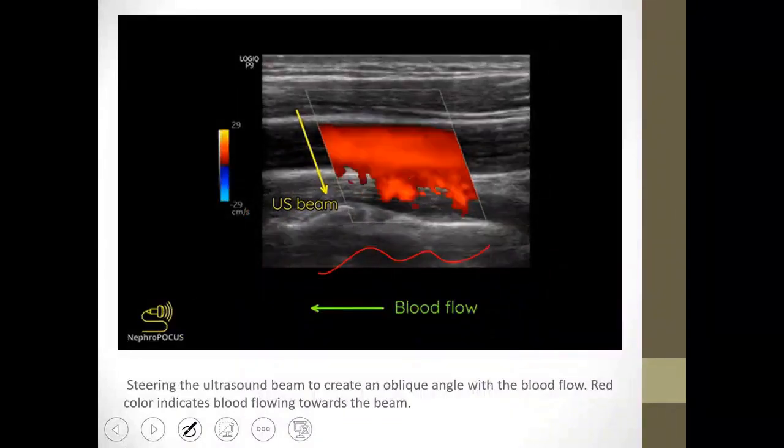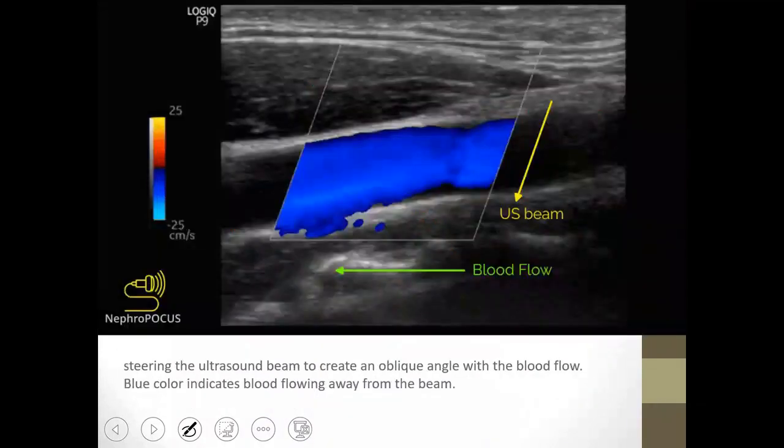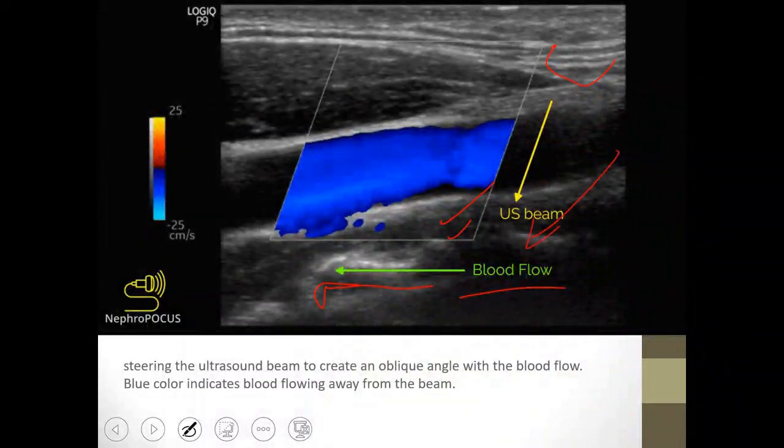Here, of course, with the change in the angle of the Doppler beam, the blood flow direction towards the transducer appears in red, which means it is in positive velocity or positive Doppler shift, and this is shown in this way. Now, if the Doppler beam and the blood flow are away from the transducer, it appears in blue like this. Of course, your angle of incidence here is less than 90 degrees.